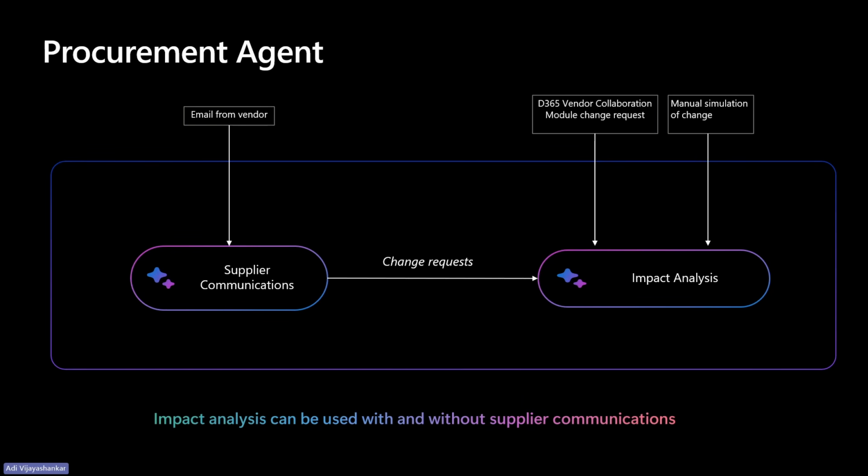What's important here is that the impact analysis agent is not dependent on a single channel. It can operate both with and without the supplier communications agent, giving users flexibility to assess impact, whether the change is formally captured, proactively simulated, or received informally. Those are the manual simulations we're referring to as well. This ensures that decision making is always driven by a clear understanding of downstream impact, regardless of how the change originates.